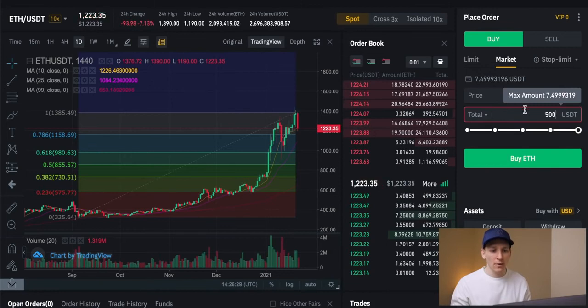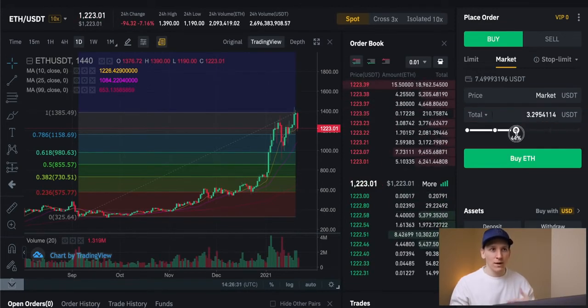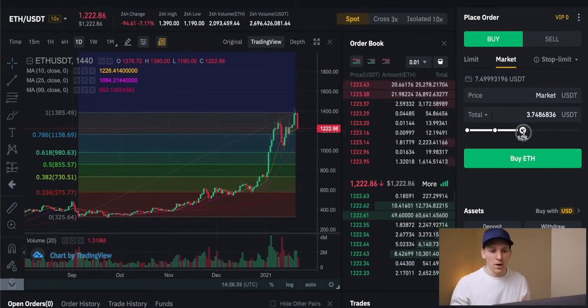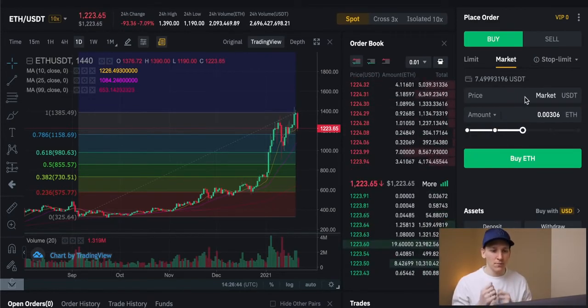You can also come down and use this slider bar. So if you have maybe $1,000 on account or 1,000 USDT on account, you can go ahead and buy 50% of what you hold, and then that will go ahead and buy it for you. This is a really quick way of buying. It's very simple and it gets the job done, but you have absolutely no control of the price.